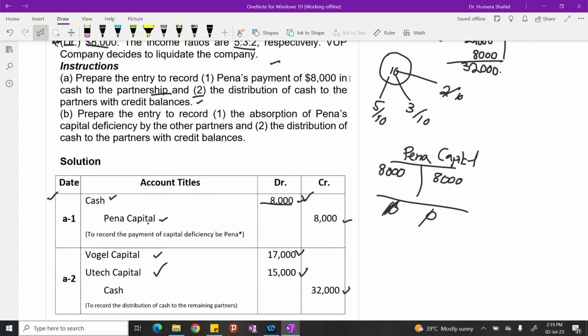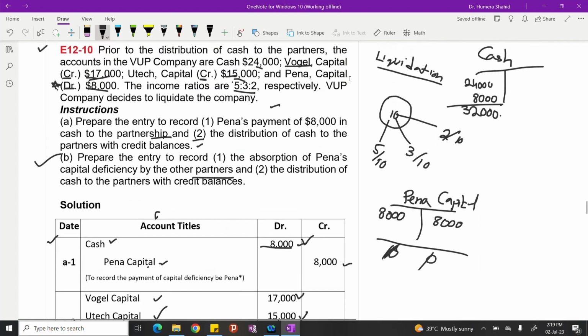In second part, they say, it's here, part B. Prepare the entry to record the absorption of Pina's capital deficiency by the other 2 partners. It means Pina does not have personal resources to pay this 8,000 debit balance, so the other 2 partners have to absorb his capital deficiency. Now, how will they be absorbing?